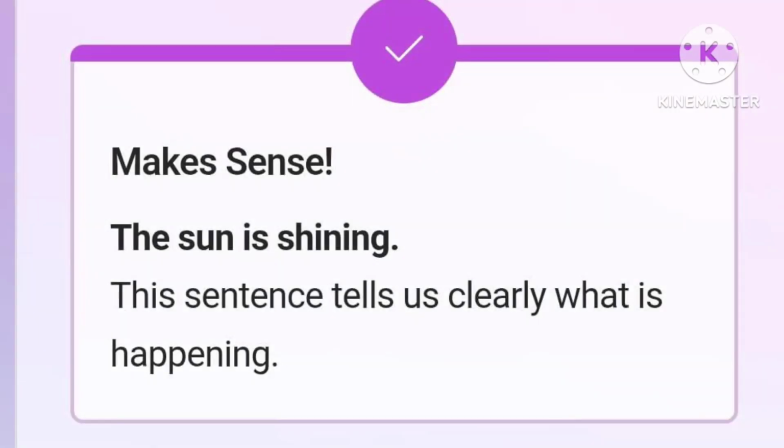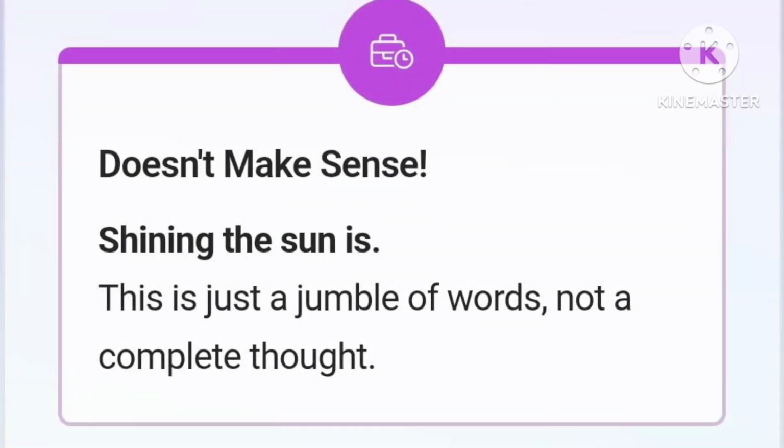Makes sense means, for example, the sun is shining. This sentence tells us clearly what is happening. So this is a sentence. But shining the sun is, this is just a jumble of words, not a complete thought. It doesn't make sense. That means shining the sun is not a sentence.